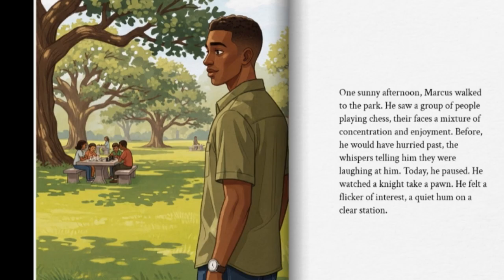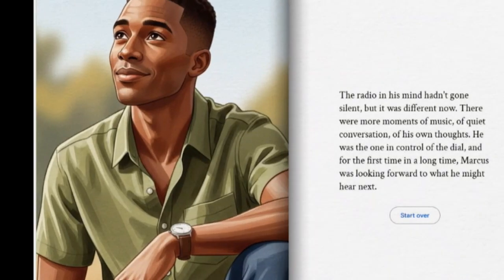He felt a flicker of interest, a quiet hum on a clear station. The radio in his mind hadn't gone silent, but it was different now. There were more moments of music, of quiet conversation, of his own thoughts. He was the one in control of the dial, and for the first time in a long time, Marcus was looking forward to what he might hear next.